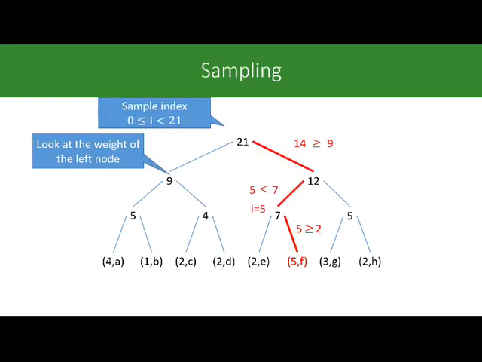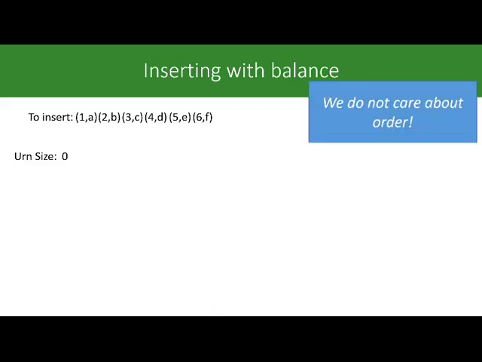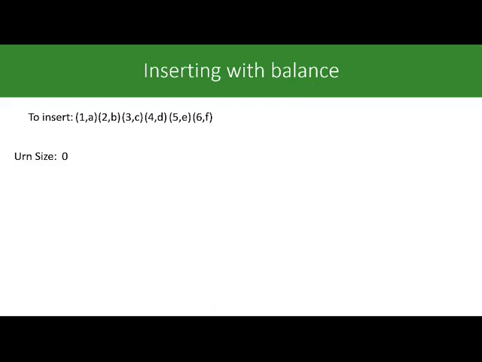Okay, now this sampling process is going to be logarithmic only if we are keeping the tree balanced somehow. And to deal with that, let's forget the fact that we want to do removals at some point and only deal with successive insertions and sampling. So I'm going to insert those 6 elements into an urn in order and see how we can keep the tree balanced all the time.